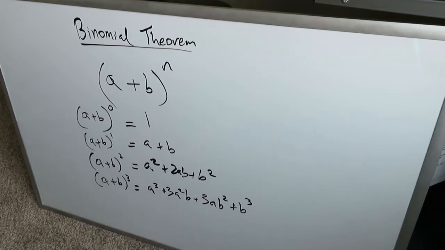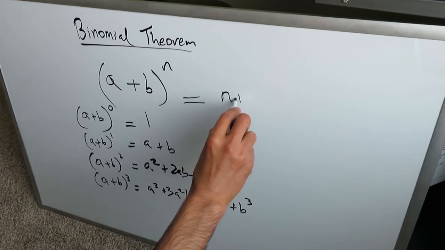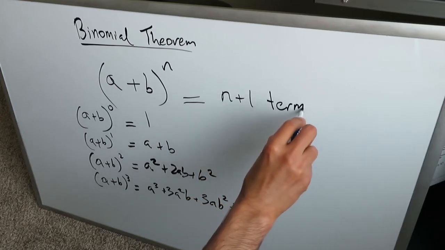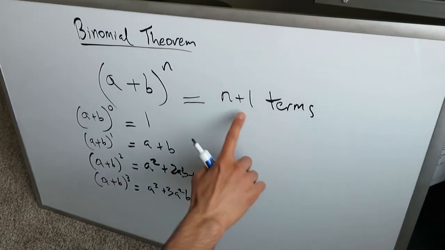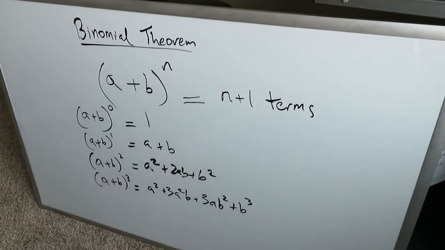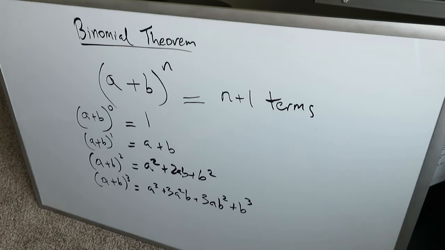1, 2, 3, 4. So the first trend we have to know is that whatever this n is over here, when we open it up, we'll have n plus 1 terms. If we had a 7 over here, we should end up with 7 plus 1, or 8 terms. So that's the first trend you have to know about binomial theorem. The exponent increased by 1 is the total number of terms you'll get, whether it's a plus or minus. That's the most important trend of binomial theorem. Keep that n plus 1 rule in mind.